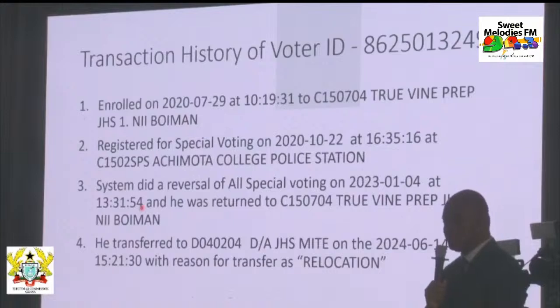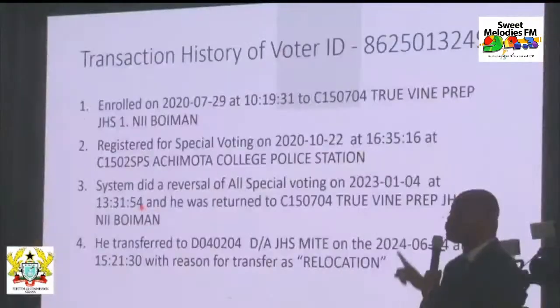the Achimota College Police Station, C1502 SPS. That is a special police station that he registered for to take part in special voting. On the 4th of January 2023, the system did a reversal. The reversal that the system does is because special voting is not permanent. Therefore, when we finish the election, the system will reverse you back to where originally you came from. And therefore, once again, this is not an illegality, but a system process that has been executed.